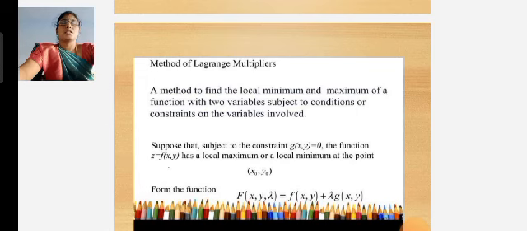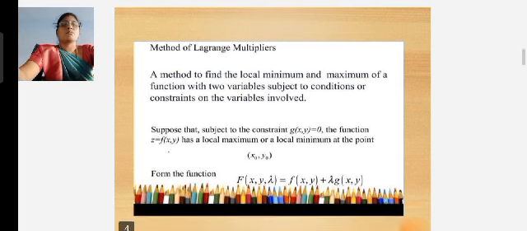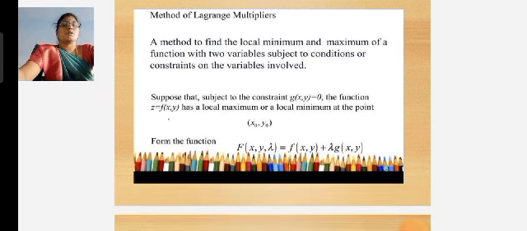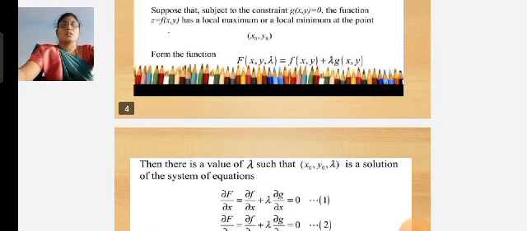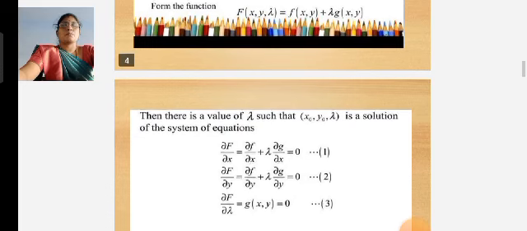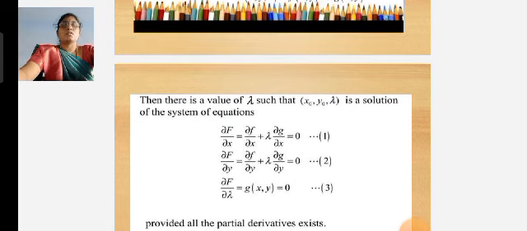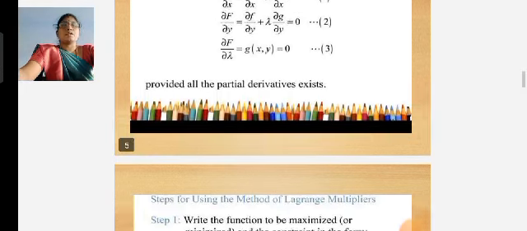Suppose the constraint is g of x comma y equal to 0, and the function z equal to f of x comma y has a local maximum or a local minimum at the point x0 comma y0. Form the function F of x comma y comma lambda equal to f of x comma y plus lambda times g of x comma y. Then lambda is a solution of the system of equations: dou f by dou x plus lambda into dou g by dou x equal to 0. Next we find dou f by dou y in the same way. Next we differentiate with respect to lambda, which gives g of x comma y equal to 0, provided all the partial derivatives exist.